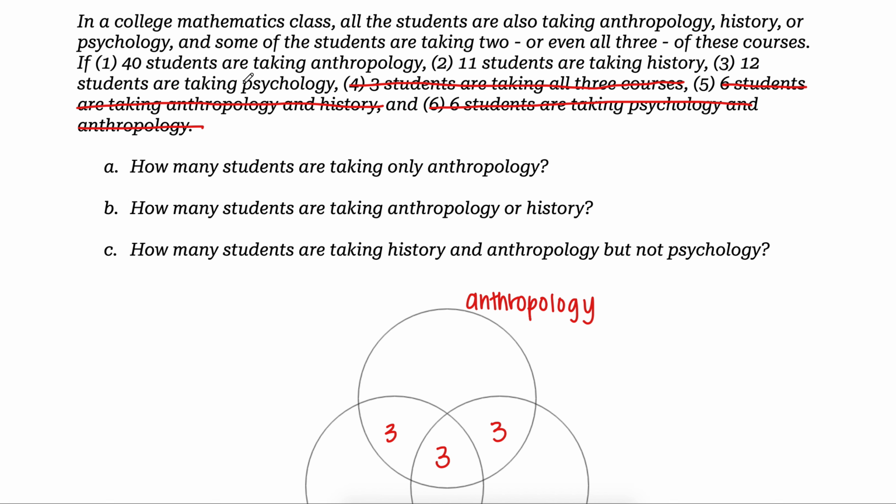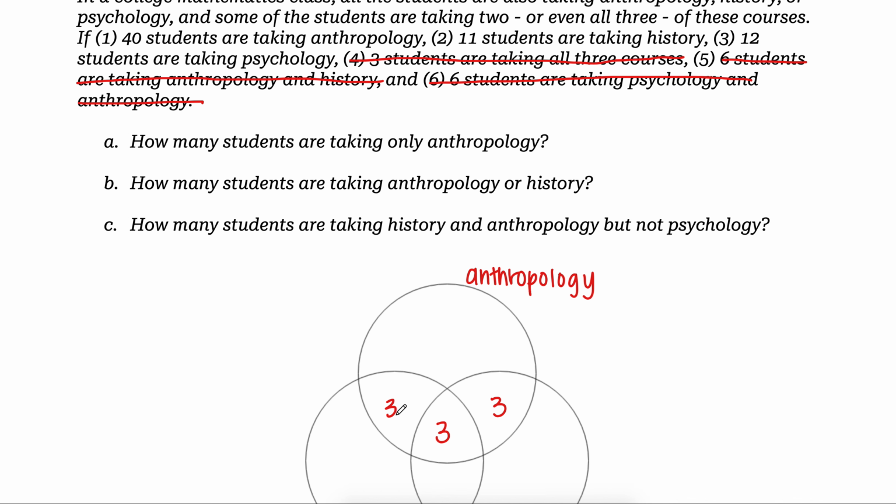Now, we're told 40 students are taking anthropology. So let's fill this little bit of information in. I have 9 of those students accounted for, 3, 3, and 3. So if I need a total of 40 students to take anthropology, this number up here needs to be 31. So 31 plus 3 plus 3 plus 3, there's my 40.